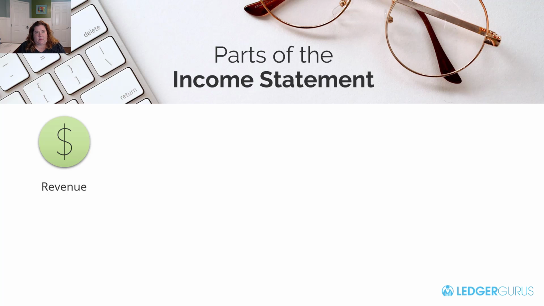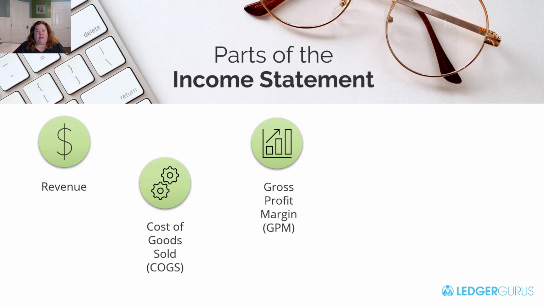But revenue is basically the money coming into the business. Then directly underneath that, we have the cost of goods sold, which is a very important expense category that I'm going to go into a little bit more detail in just a few moments. But the income minus the cost of goods sold gives you the gross profit margin, which is the most important metric for you to be watching as a product-based business.